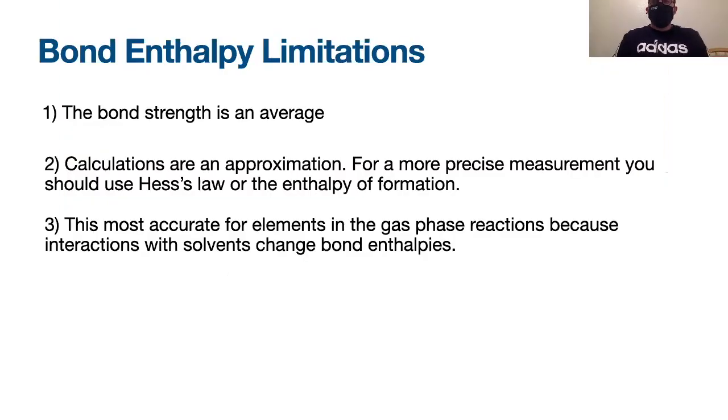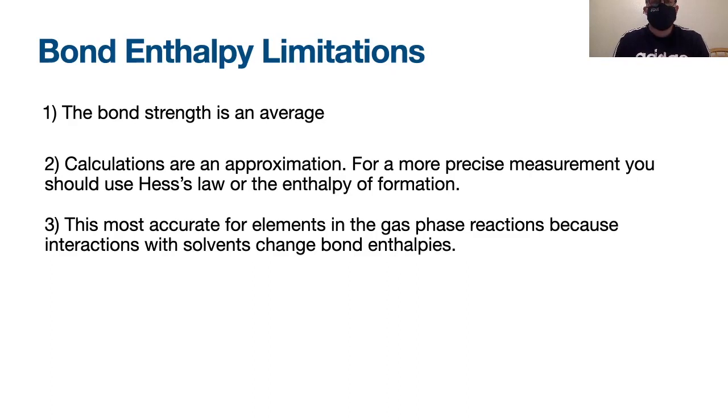Now, bond enthalpy has some limitations that are important to understand. First off is that the bond strengths that we're given in the chart are simply an average of all of the different ways that those bonds can be made. So it is not specific to the individual molecule that you're looking at. The second limitation is that the calculations have to be seen as approximations because we're working off of an average. For more precise measurements, you should definitely use Hess's law or the enthalpy of formation.